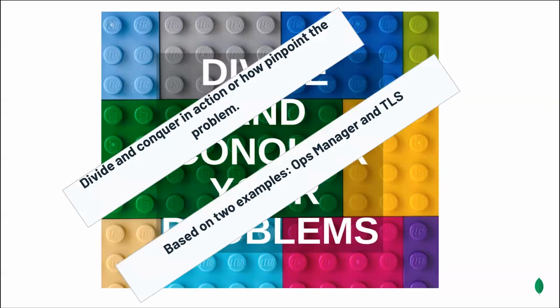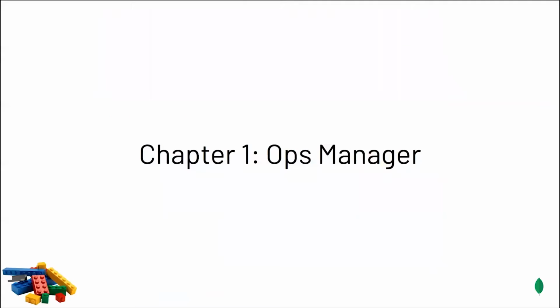So my two examples will be about Ops Manager and TLS. Ops Manager is something that's a big, complicated environment, with different pieces that can break, as well as security, in this case, TLS. Chapter 1, Ops Manager, let's start.